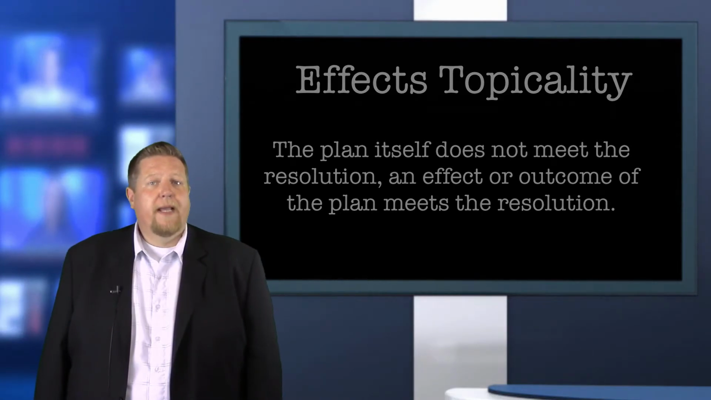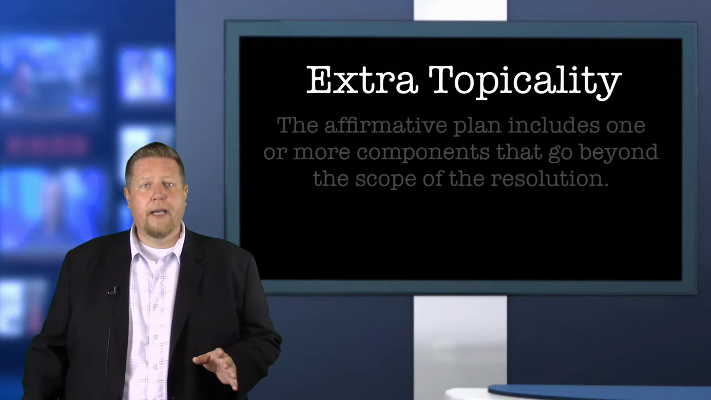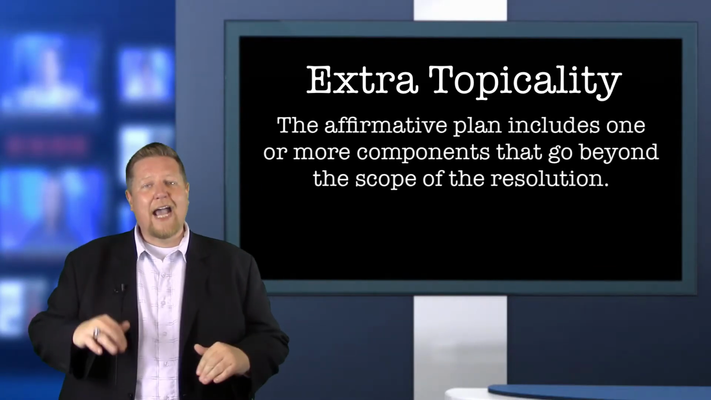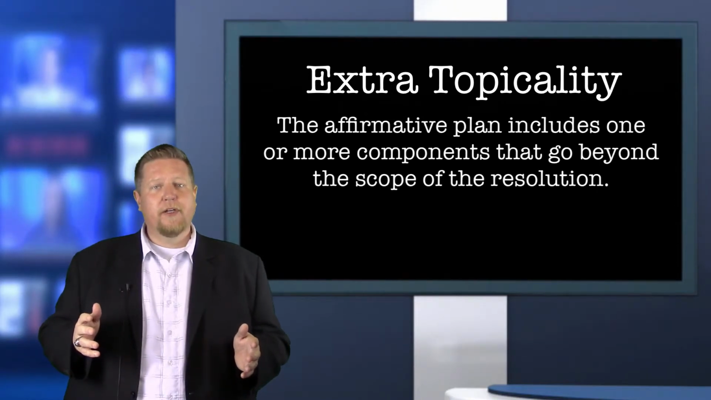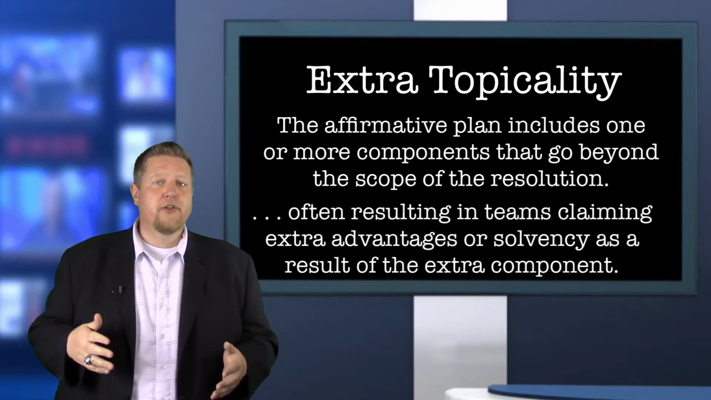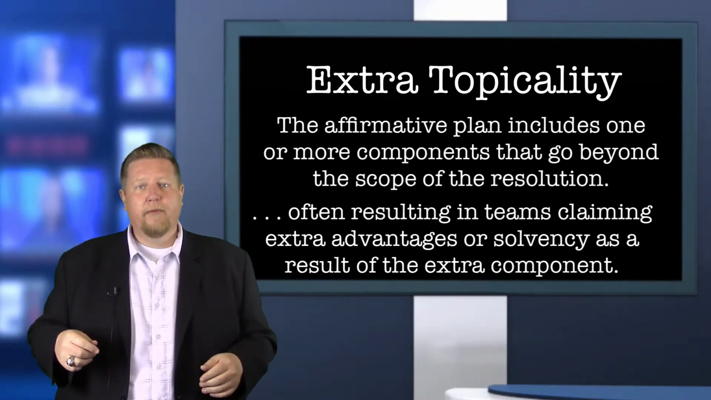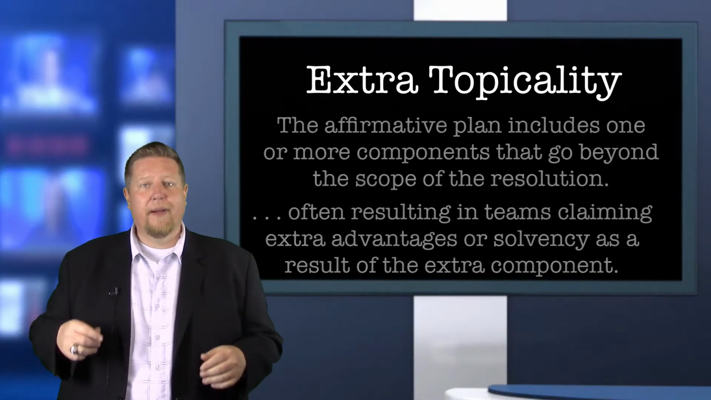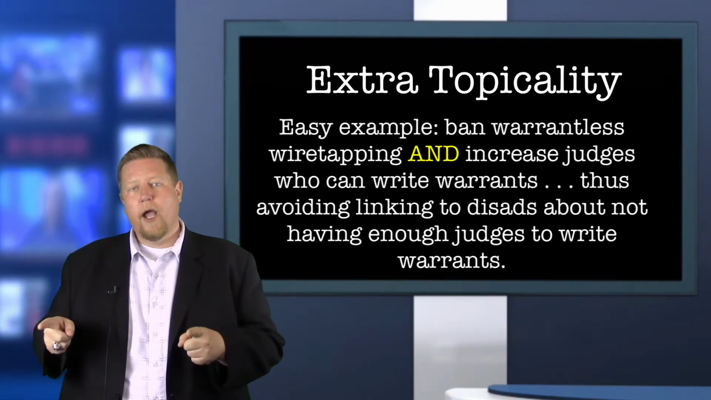The second type of topicality argument we need to discuss is extra topicality. And the extra topicality argument claims that the affirmative plan includes one or more extra elements that are above or beyond the resolution. And this usually results in affirmative teams claiming advantages or solvency that stems from the extra plan element. An easy example would be an affirmative plan that bans warrantless wiretapping and doubles the number of federal judges who can authorize warrants for wiretaps.